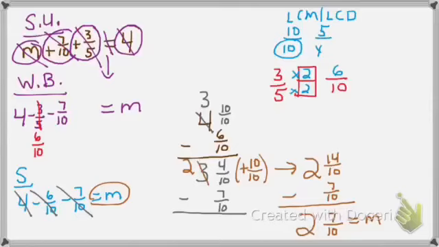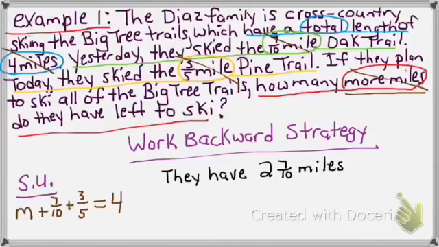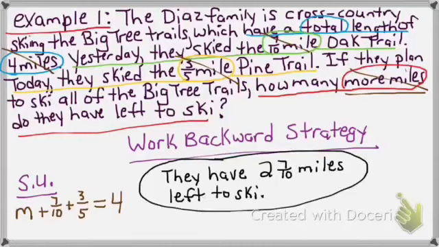This was a word problem. Let's go back to the word problem to put my final answer of 2 7/10 in. The final question says, how many more miles do they have left to ski? So I'll say they have 2 7/10. It's right, the unit's right in the question. Miles left to ski. And that's my final answer.